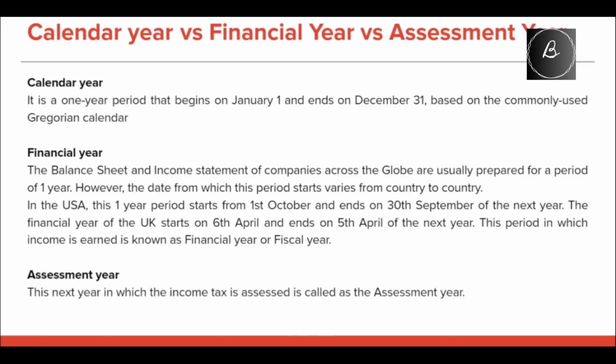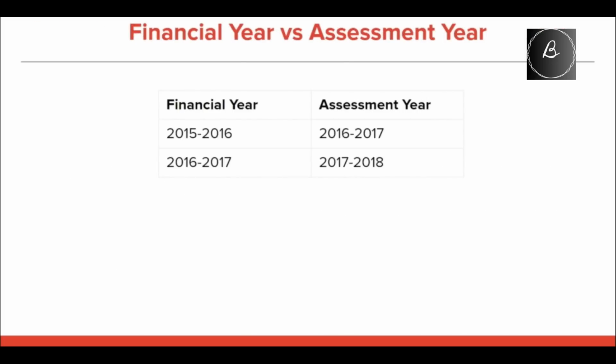Assessment year. The next year in which the income tax is assessed is called the assessment year. Here's an example. Let's say the financial year was from 2015 to 16. Your assessment year for this period would be 2016-17. Similarly, if your financial year was 2016-17, your assessment year would be 2017-2018.